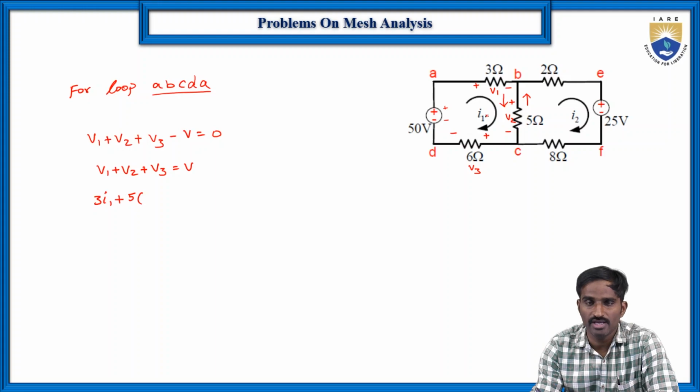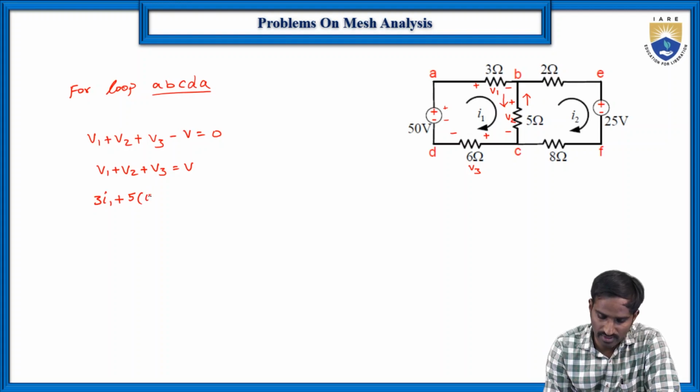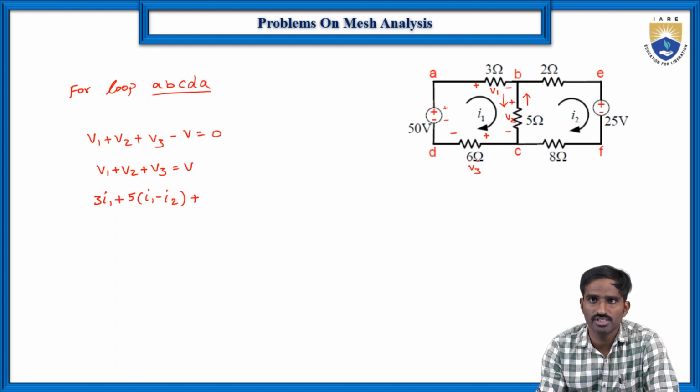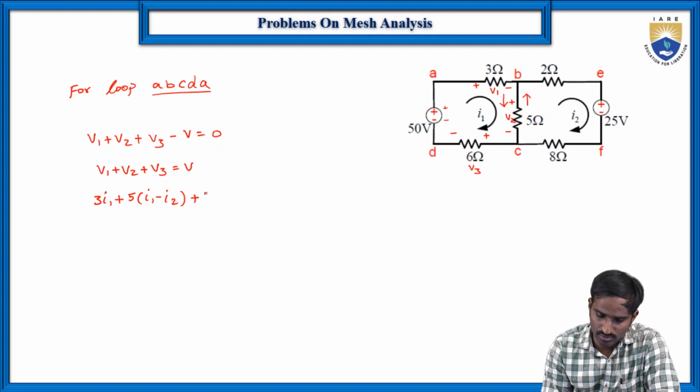But here we are taking I1 as the reference current, so let us consider I1 as the positive current and I2 as the negative current. Then the current flowing through this particular branch is I1 minus I2. So 5 into (I1 minus I2) plus, then V3 is the voltage across the 6 ohms resistor, so 6 into I1, which is equal to the V value, 50.